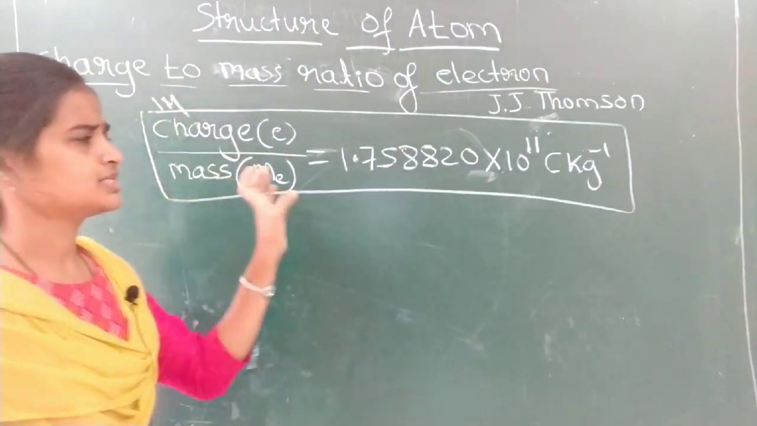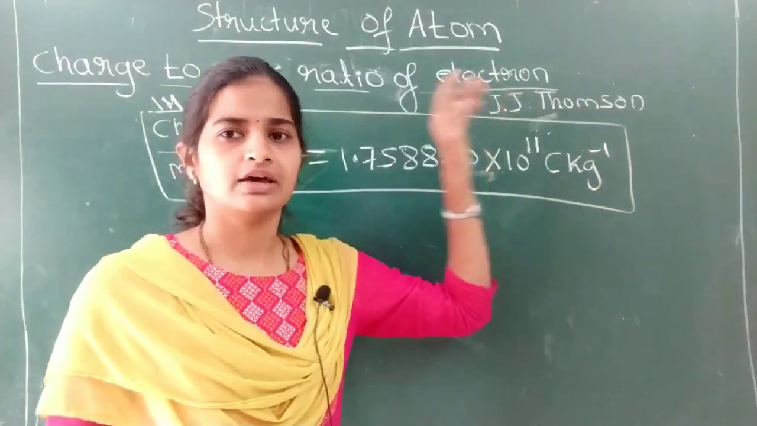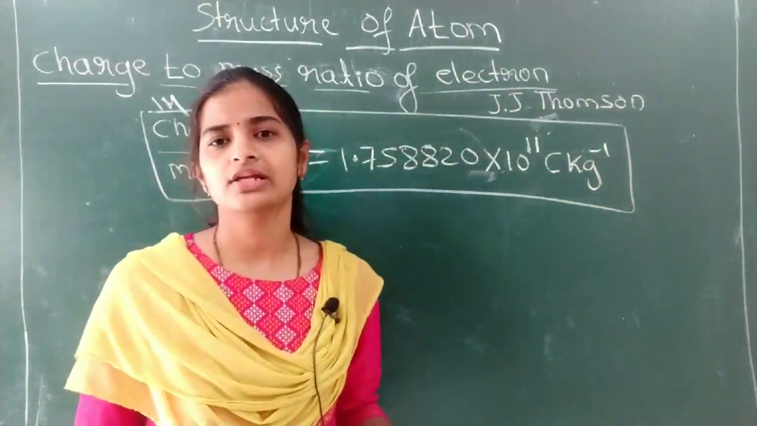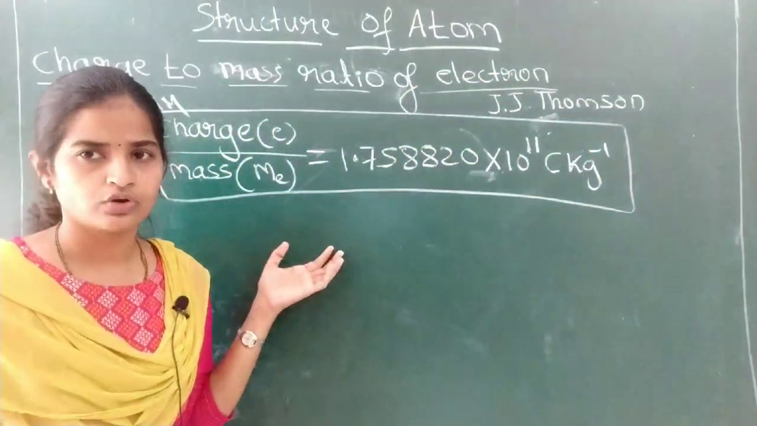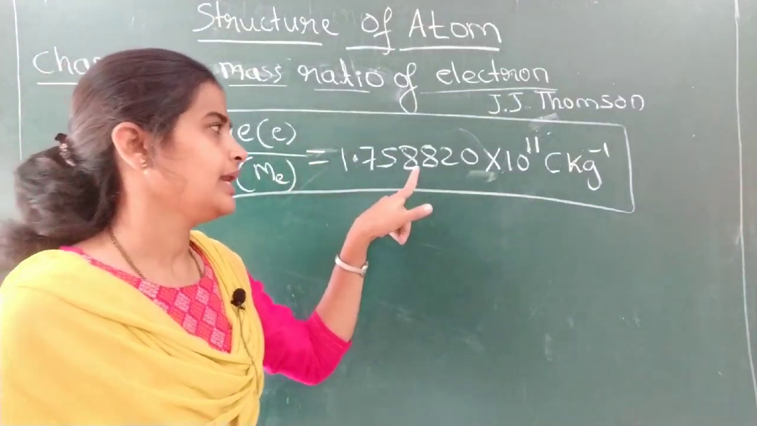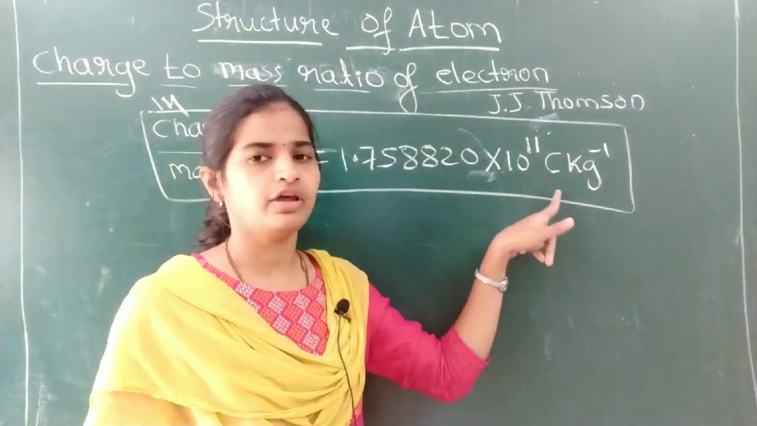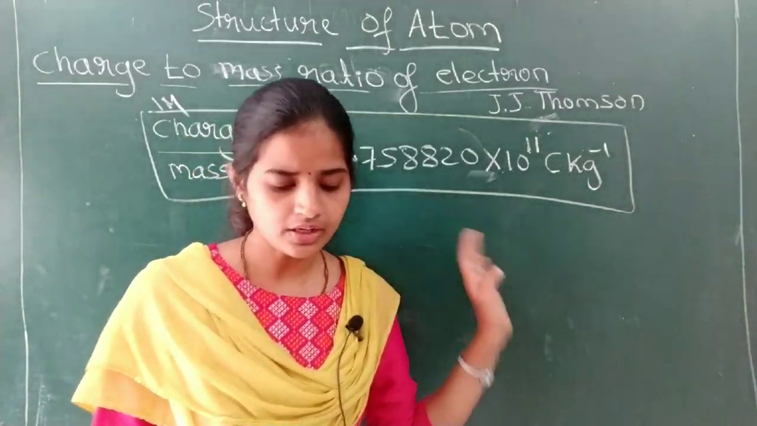The charge to mass ratio of an electron, who found that? Scientist J.J. Thomson. By doing certain alterations in the cathode ray discharge tube, he was able to calculate the charge to mass ratio of an electron, which was found to be 1.758820 into 10 raised to 11 coulombs per kg. You should remember this value. Got it? Okay.